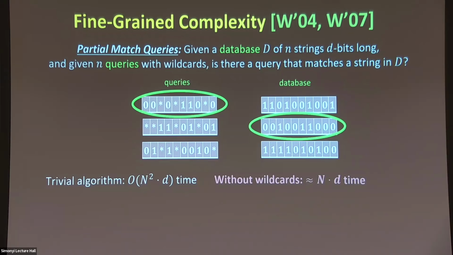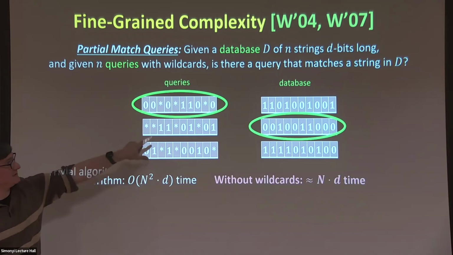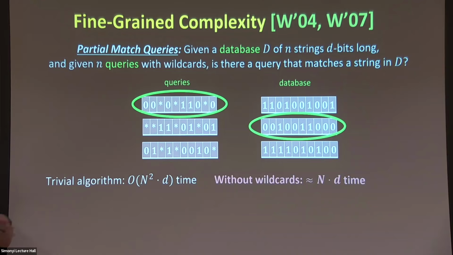Does it exist, or do I want to exhibit it? Actually, these problems are equivalent. In fact, even finding one query that matches one string in the database turns out to be subquadratic equivalent to the problem of processing all the queries. So there are ways to show that these are all equivalent problems from the point of view of getting a subquadratic time algorithm. What about a quantum computer?